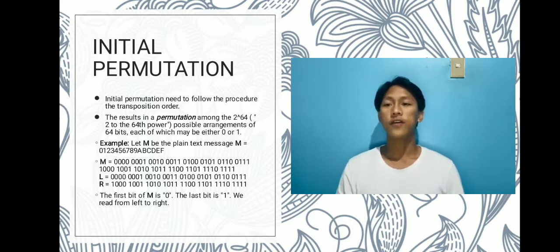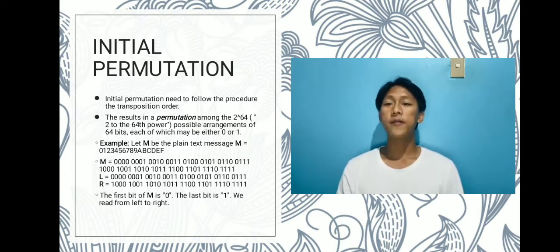Each block of 64 bits is divided into 2 blocks of 32 bits each: a left half block, or L, and a right half block. This division is only used in a certain operation. So I will give you some examples.